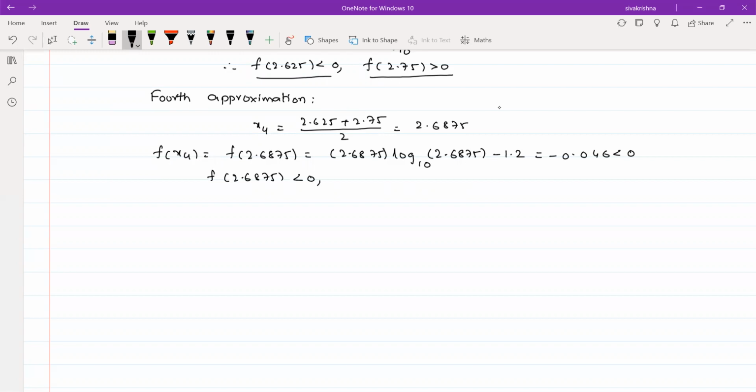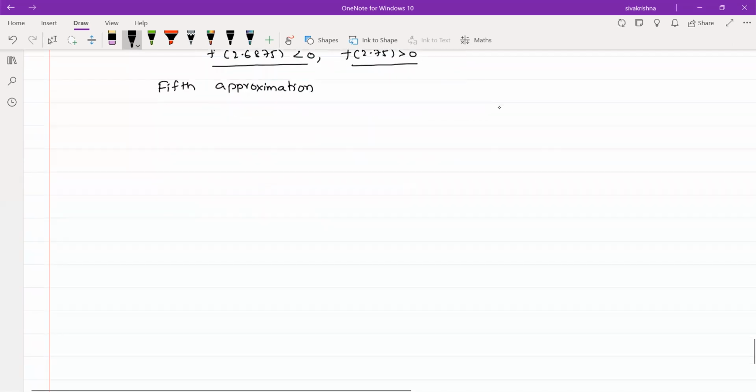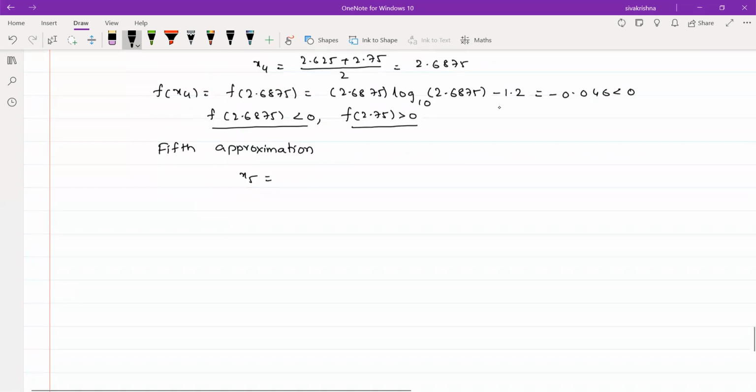Once again, in order to calculate the next approximation, we require a positive value. So from the above step, we have to carry the positive value, that is 2.75, which is greater than 0. So once again, we have to underline these two terms in order to calculate the next approximation, that is the fifth approximation. The fifth approximation is denoted by x5. And once again, we have to calculate the average.